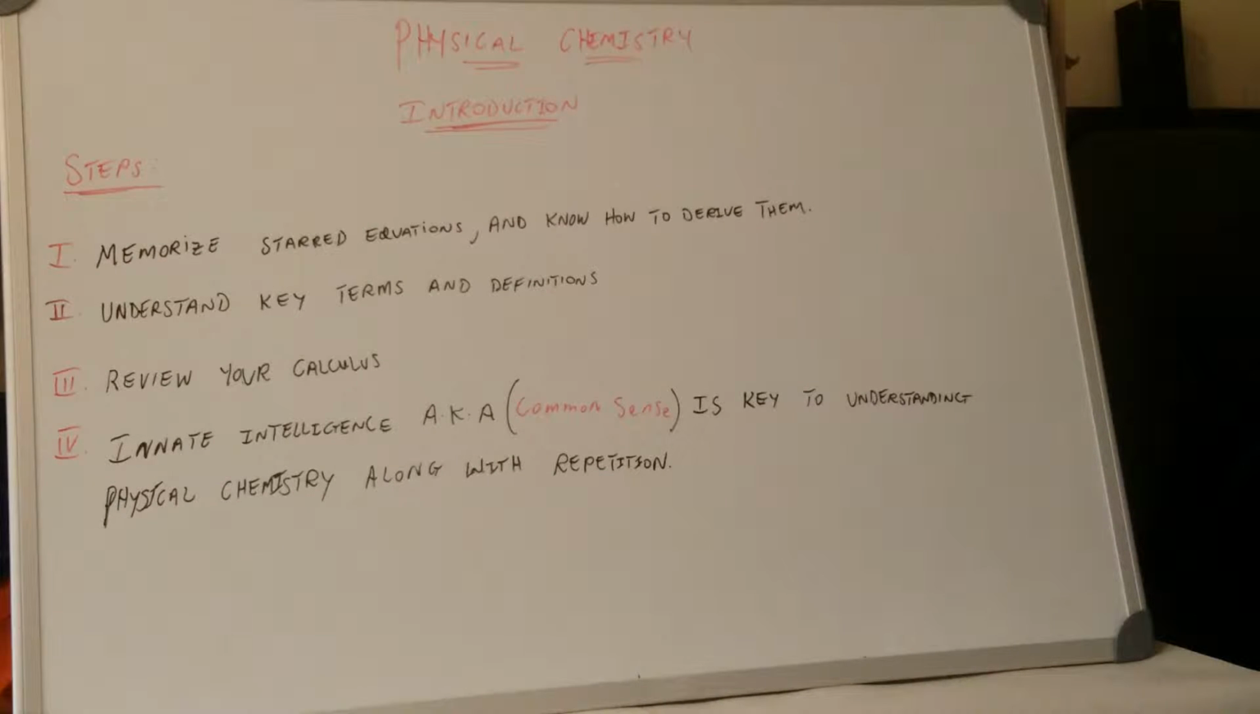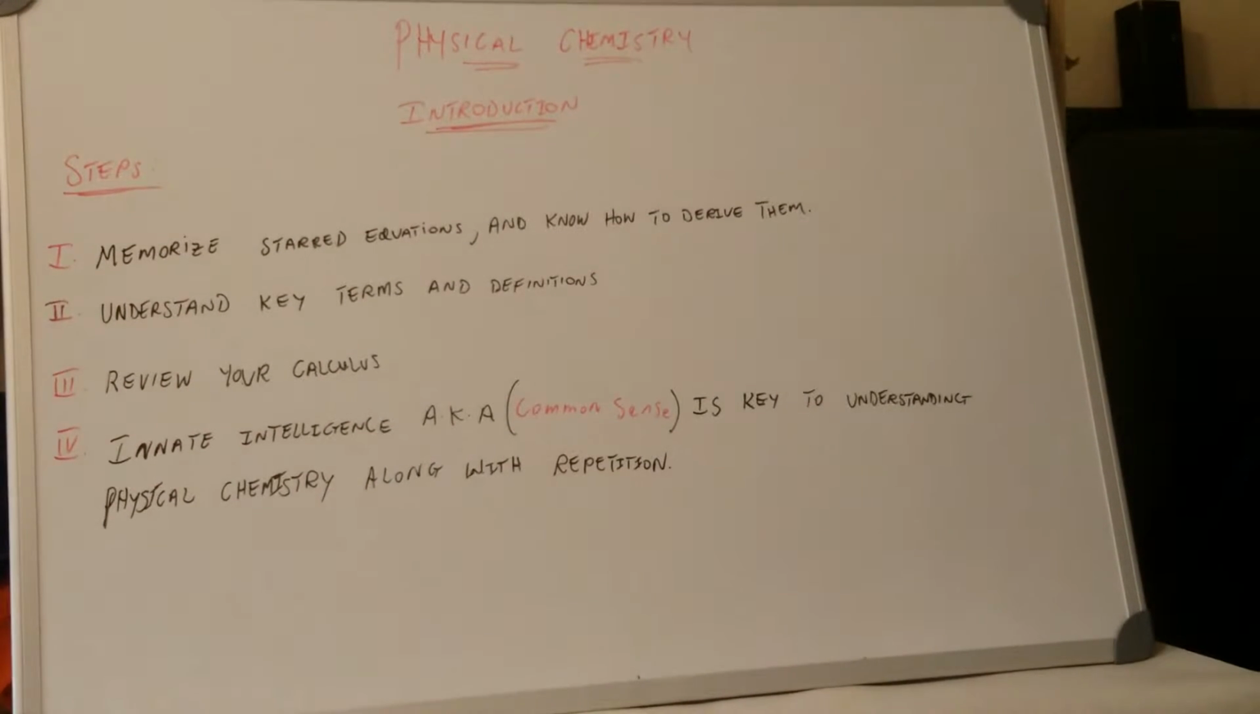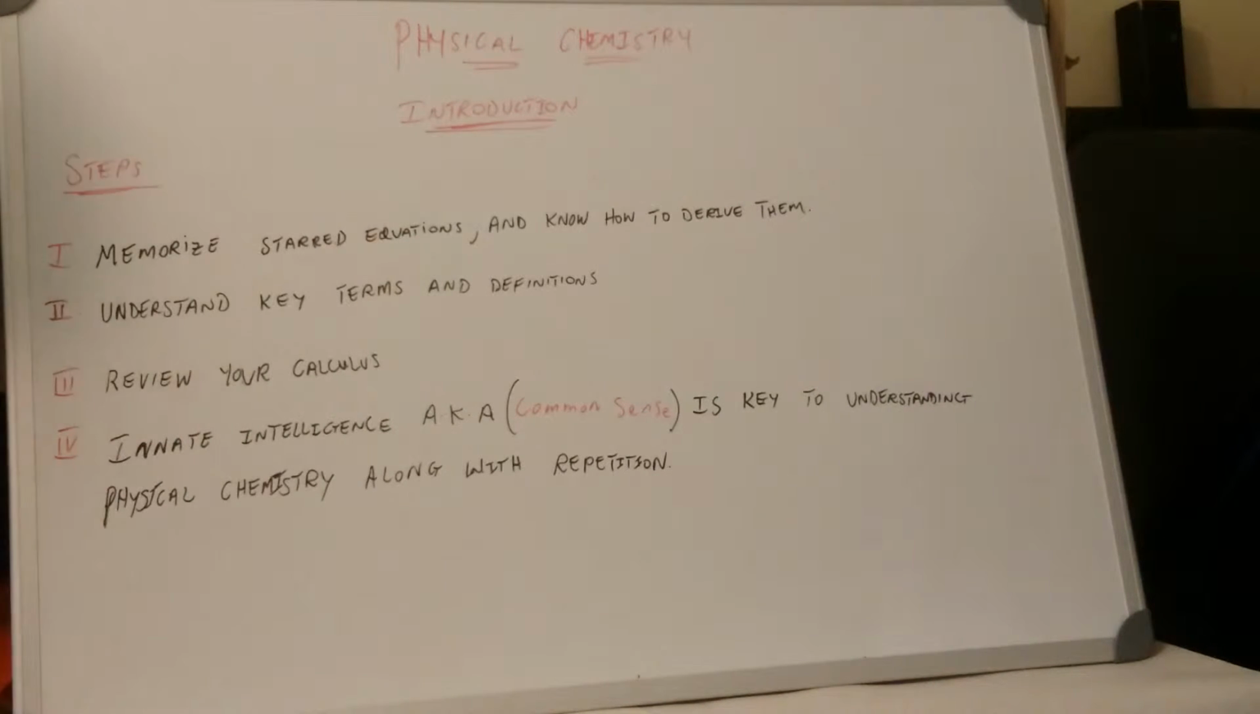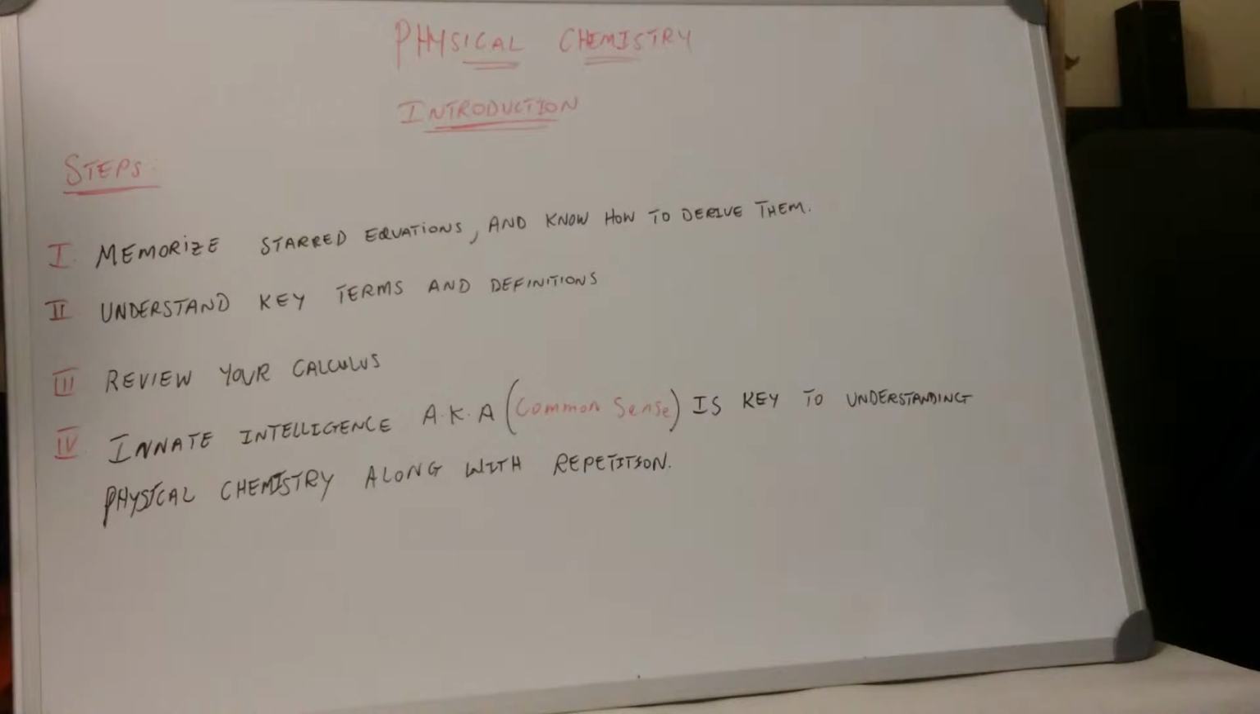Physical chemistry introduction. Physical chemistry is a very tough subject. In order to pass physical chemistry, you pretty much have to memorize the equations and know how to derive them. Two, understand key terms and definitions. Step three, review your calculus. That is calculus 1, 2, 3, 4. And step four, pretty much common sense and repetition.